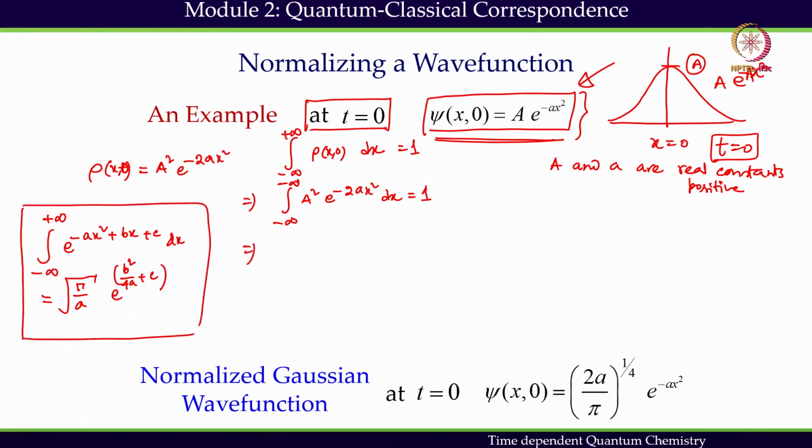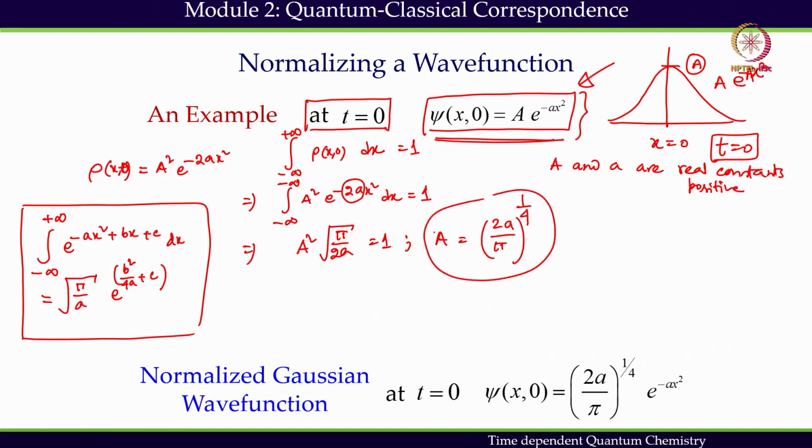So, if we do that, we get A square times the square root of pi by 2a equals 1, or we get A equals (2a by pi) to the power 1 by 4, and this is the normalization constant. So, in the end, at t equals 0, we can write down the normalized wave function as this, if the particle is represented by this Gaussian function.